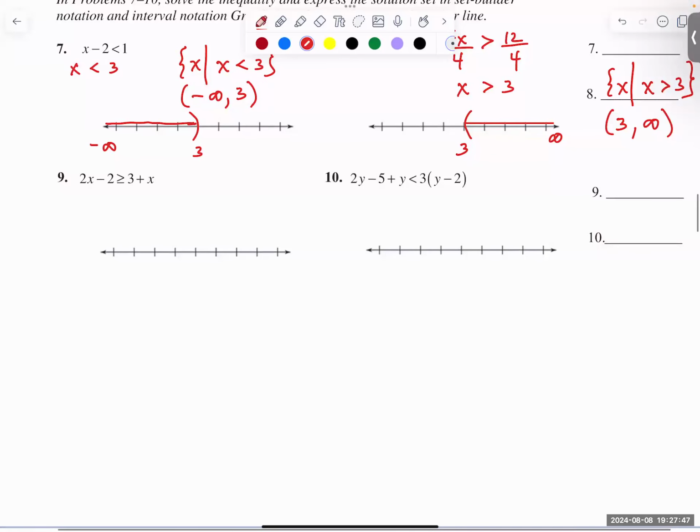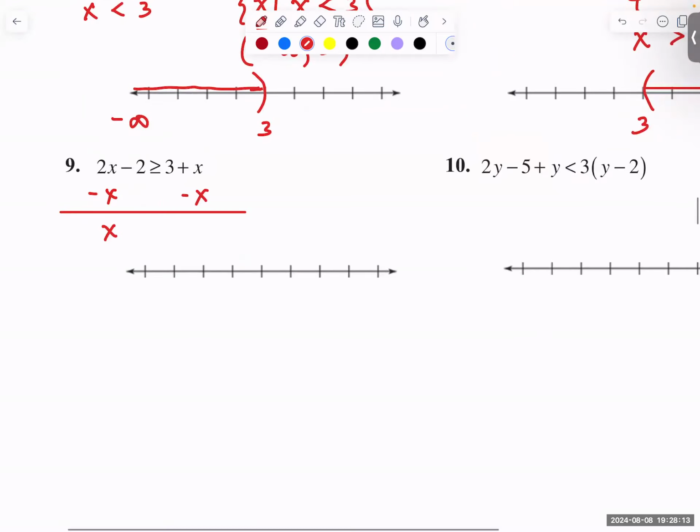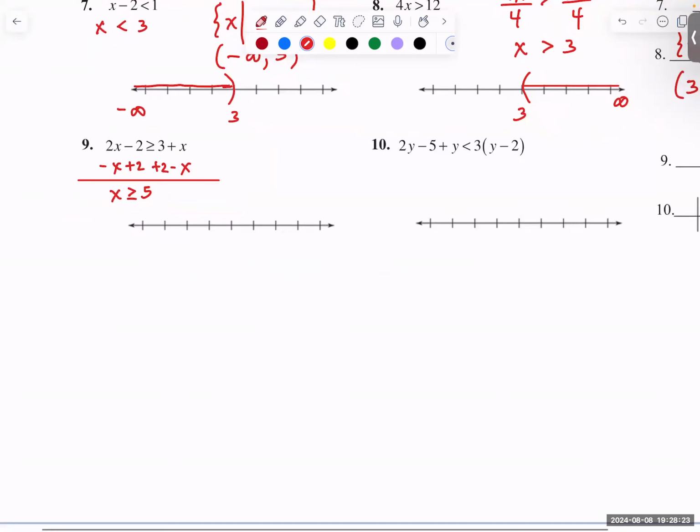Number 9, now we have x terms on both sides. So let's subtract x from both sides vertically. That'll give us a positive leading coefficient, a positive coefficient on x. So 1x. And to move the constants to the right side, we'll add 2 to both sides. So +2 and +2. So x is greater than or equal to 5, represents the solution set.